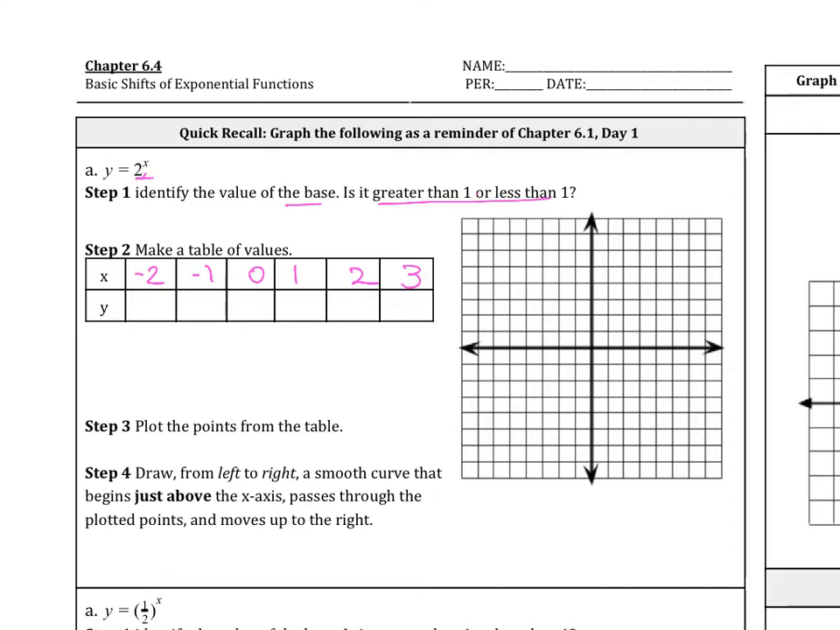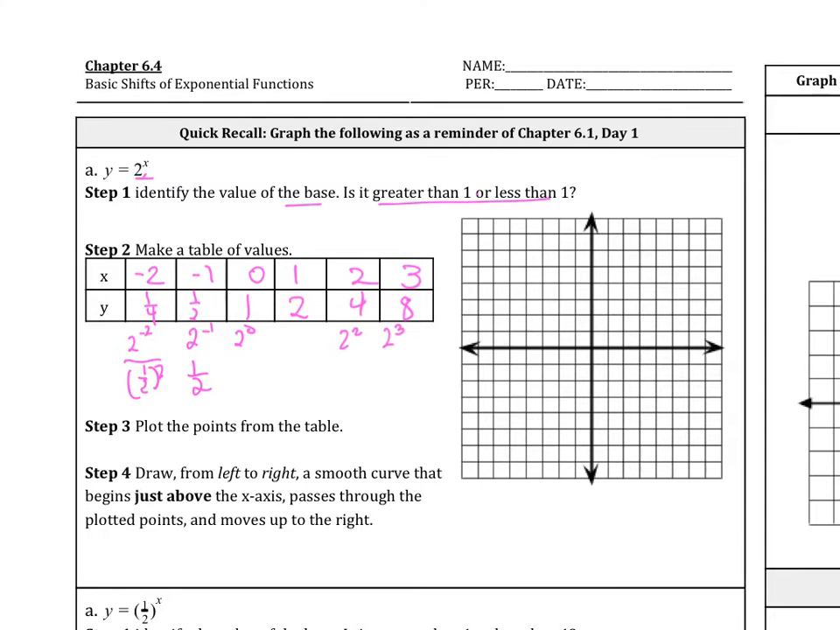Then you plug these in for the x values. So remember, 2 to the 0 is 1. So it's always anything to the 0 power is 1. Then at 1, we have whatever the base is, which in this case is 2. Then 2 squared is 4. 2 cubed is 8. 2 to the -1, so anything with a negative exponent means it flips, so this becomes 1/2. Then 2 to the -2, that is just 1/2 squared, so therefore it is 1/4.